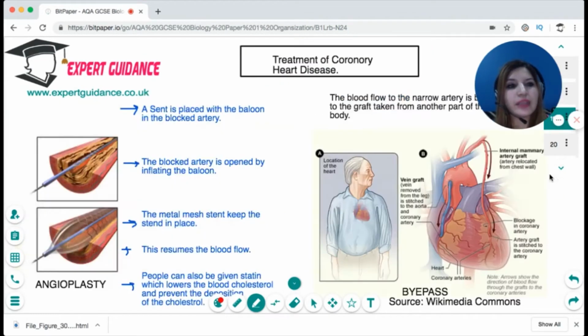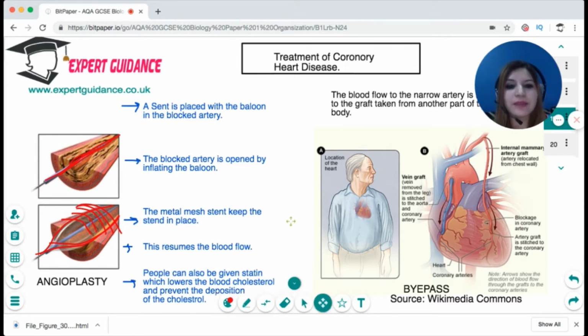Now, how can we improve that? We can insert a stent. A stent, which has a balloon with it, is placed into the blocked artery. The balloon is inflated and opens the blocked artery, and a mesh stent made of metal is placed, which holds the narrow artery open and prevents it from collapsing again.